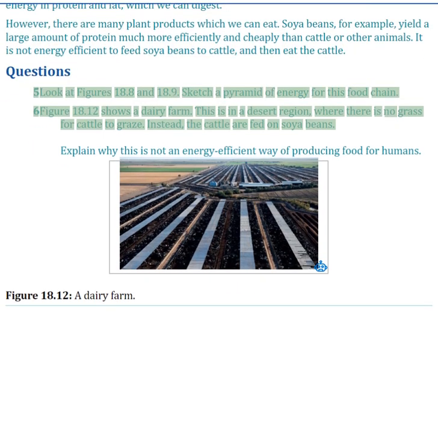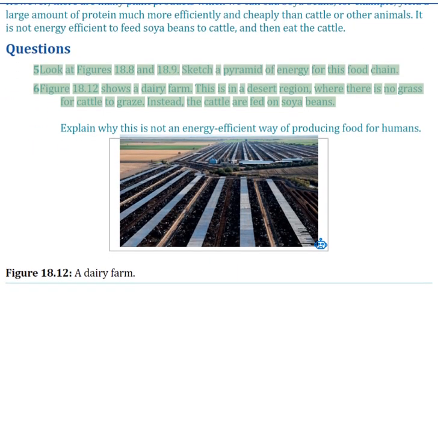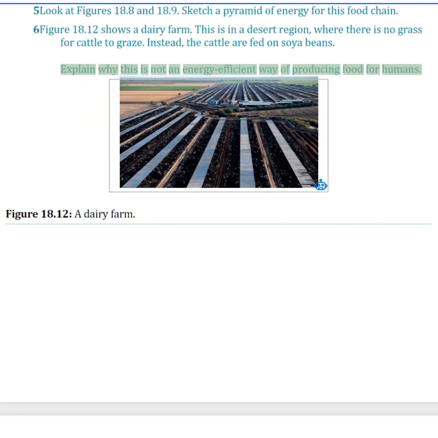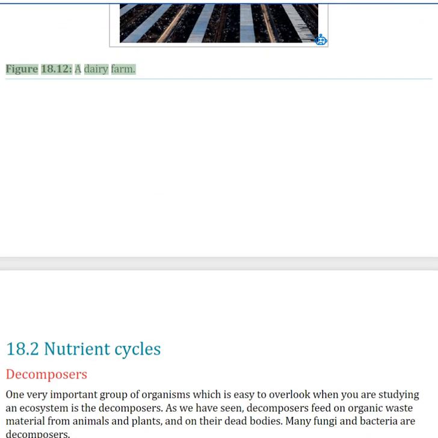Questions. 5. Look at figures 18.8 and 18.9. Sketch a pyramid of energy for this food chain. 6. Figure 18.12 shows a dairy farm. This is in a desert region where there is no grass for cattle to graze. Instead, the cattle are fed on soya beans. Explain why this is not an energy-efficient way of producing food for humans. Figure 18.12, a dairy farm.